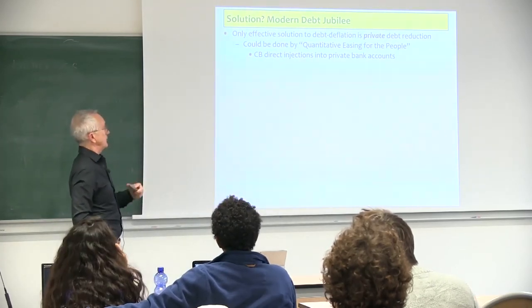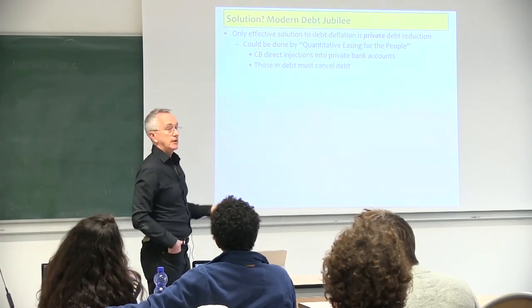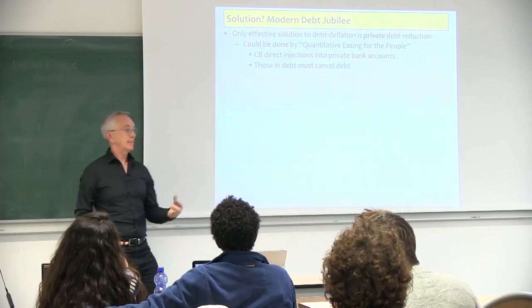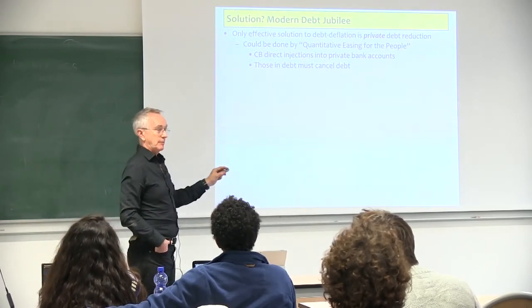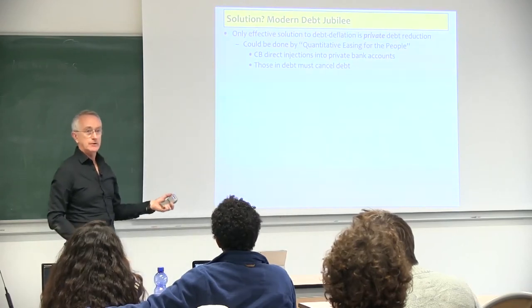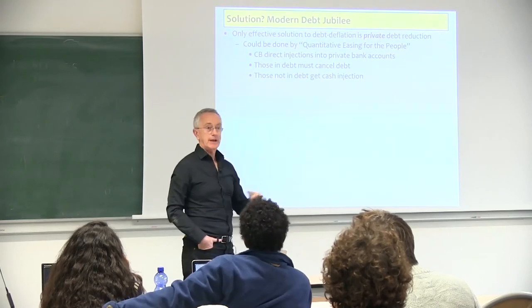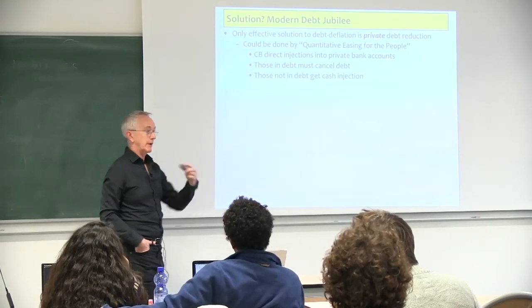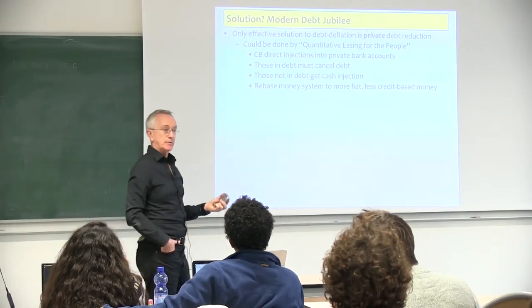And what's been called people's quantitative easing, or PQE, is one way to go about that. We could use the state's capacity to create money, to put money directly into our bank accounts, regardless of whether people are borrowers or savers. So you don't favour people who are in debt. But those who are in debt must cancel their debt. So you'd reduce it directly to reduce private debt, while those not in debt get a cash injection, so they're not penalised.